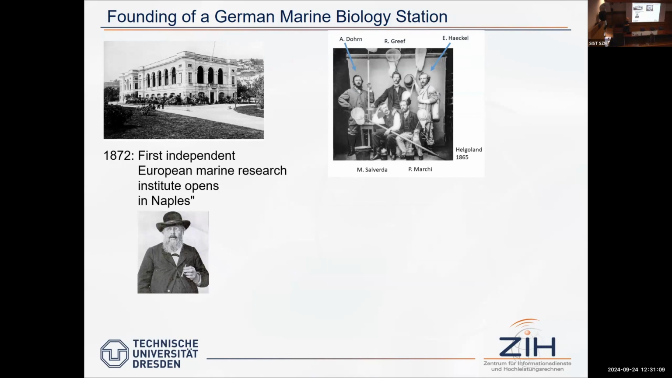And this picture, you might know, it's actually also downstairs in the aquarium. And we have two biologists, this is the German one from the University of Bonn, and we have Anton Dohrn and Ernst Haeckel at that time together.